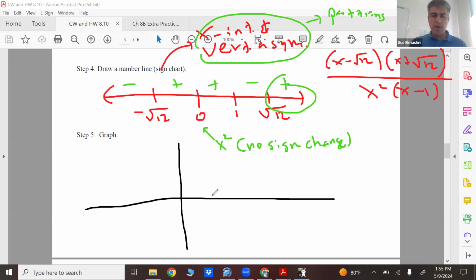So I have 1, 2, 3, 4, -1, -2, -3, -4. Root 12 is in between what two integers? Or what two whole numbers? Yeah, totally, 100%. Right. So I'll put a dot here, and you have vertical asymptotes here. A vertical asymptote at 1.